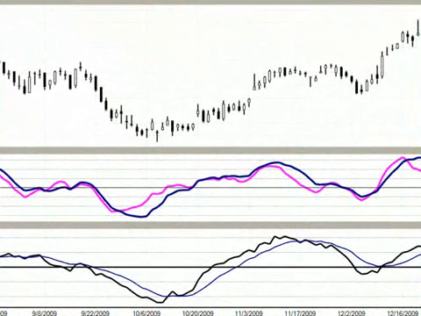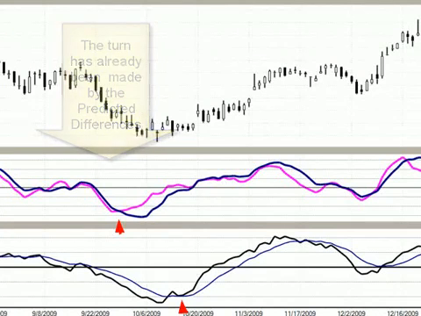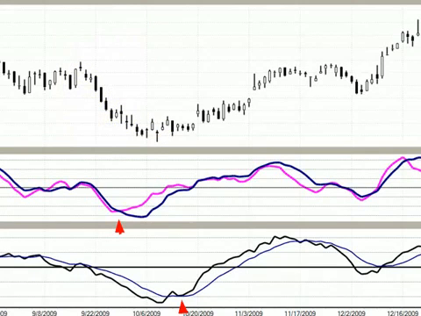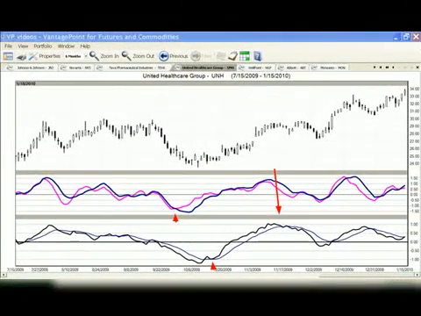You will notice here where the turn is made that the turn has already been made in the predicted differences right here, where the predicted medium term, the pink line, has moved above the predicted long-term difference line, the dark blue line. You will notice also on several other occasions here, if you follow, where the turn already has been made by the predicted difference line prior to the MACD line. In some cases, the MACD line in a strong trending situation will go sideways and will not provide a valid signal for some period of time.